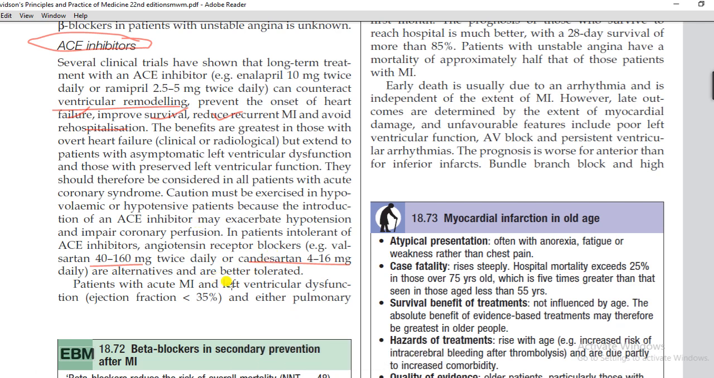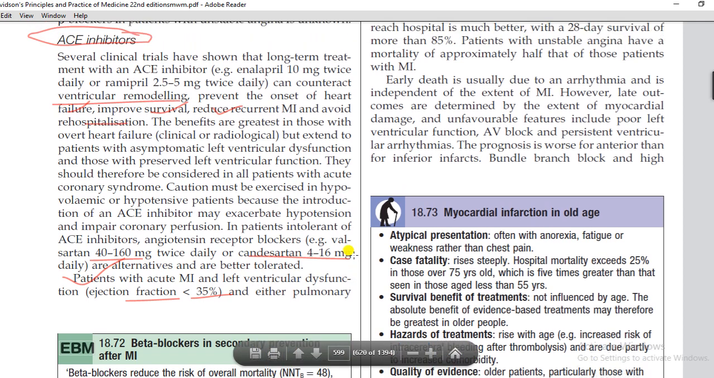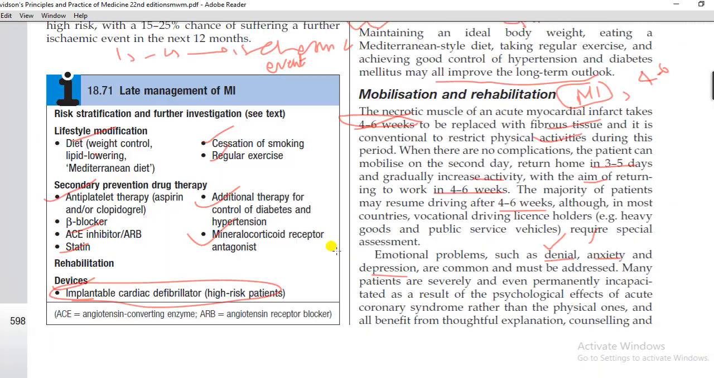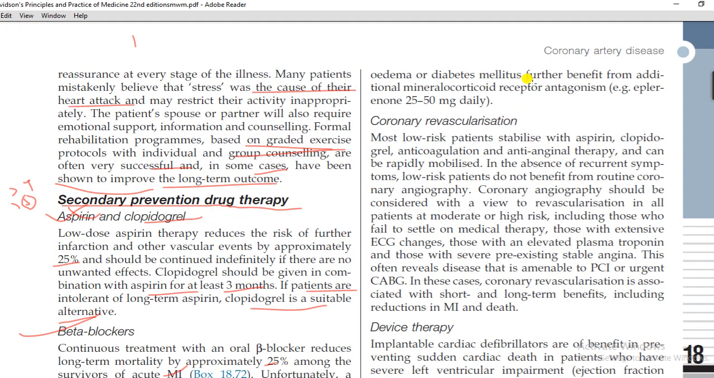Patients with acute myocardial infarction and left ventricular dysfunction, ejection fraction less than 40%, and either pulmonary edema or diabetes, may benefit from additional aldosterone antagonism.